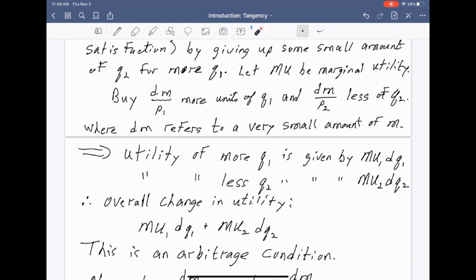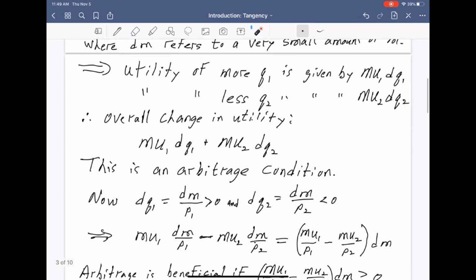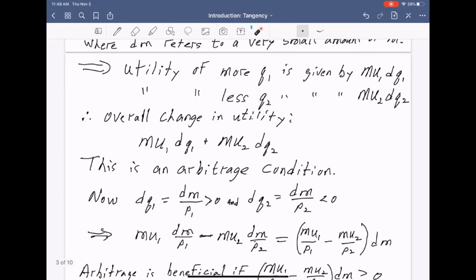All right, and actually this would be a negative amount because you're giving it up. So the arbitrage condition is given by this exchange. And we know, as I've already mentioned, that dQ1 is given by dm over P1. It has to be positive, whereas dQ2 is equal to dm over P2, and it has to be negative because you're giving up Q2.